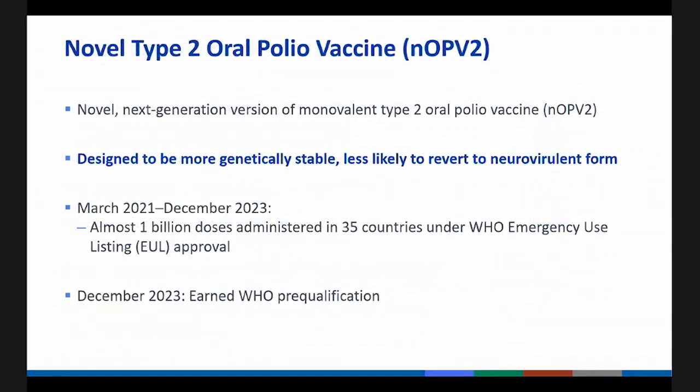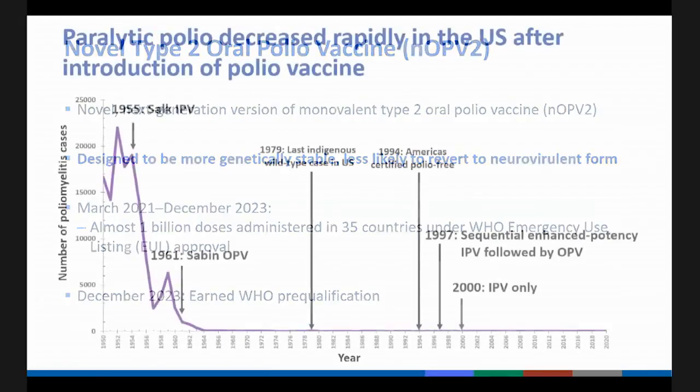And that brings us to novel type 2 oral polio vaccine, or NOPV2, which is the topic of this presentation. NOPV2 is a next generation version of the Sabin monovalent type 2 oral polio vaccine, and it was designed to be more genetically stable and less likely to revert to a neurovirulent form. Between March 2021 and December 2023, almost 1 billion doses were administered as part of outbreak responses in 35 countries under a WHO emergency use listing approval. And as of December 2023, it earned WHO pre-qualification status.